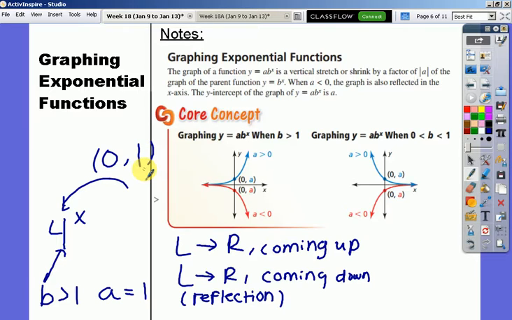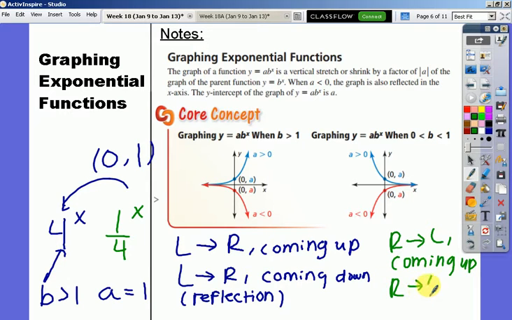Okay, now looking at the b value again, let's say instead of a 4, we have a 1/4. So in green here, let's say I have a 1/4 to the x. How's that going to change it? Well, it's going to move from right to left now, instead of from left to right. So from right to left, coming up, or from right to left, coming down, if it's reflected. So in other words, if I take my finger here and I move across the graph, coming up, I'm moving from the right to the left.